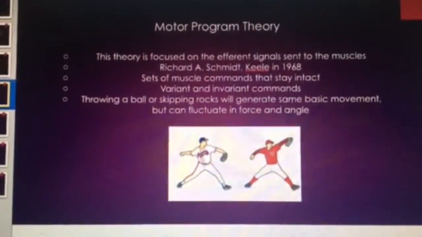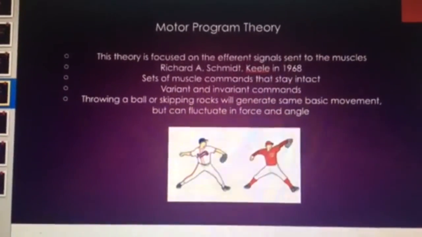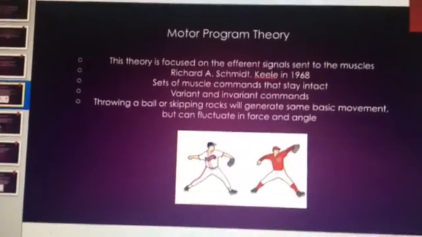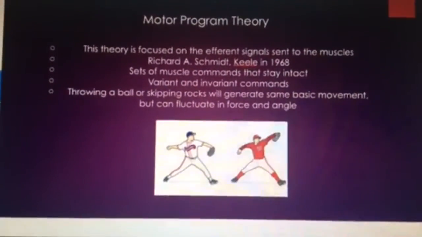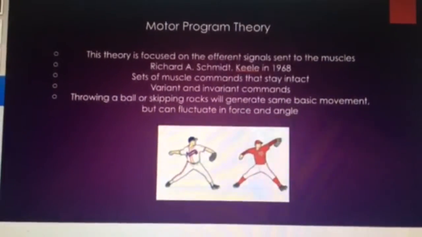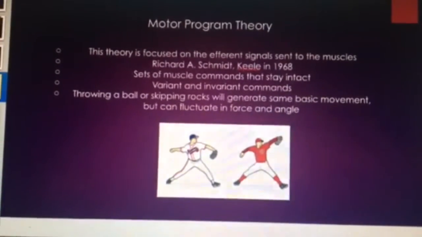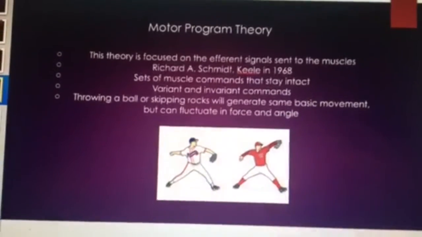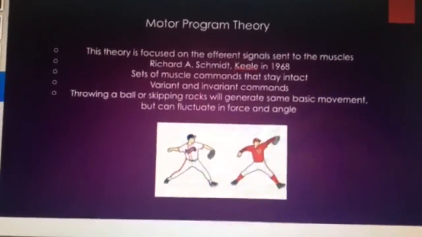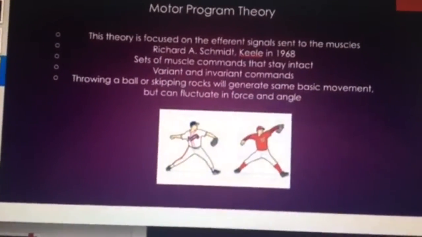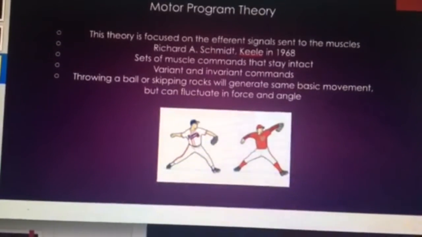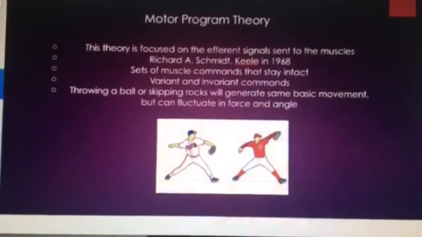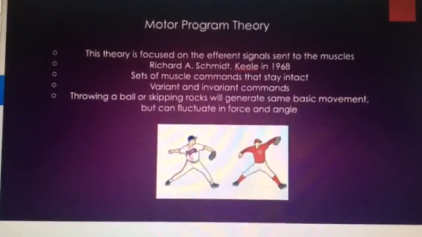Schmidt debated largely over the two types of commands that process through the motor program, which would be variant and invariant. The difference between them being that the variant commands refer to characteristics of movement that can be altered when variations of a movement are attempted by the body. On the other end, we have the invariant commands, which refer to characteristics of movement that are persistent and unaltered regardless of any changes or variations that are made to the movement itself.